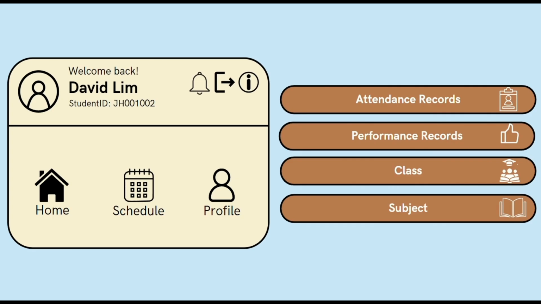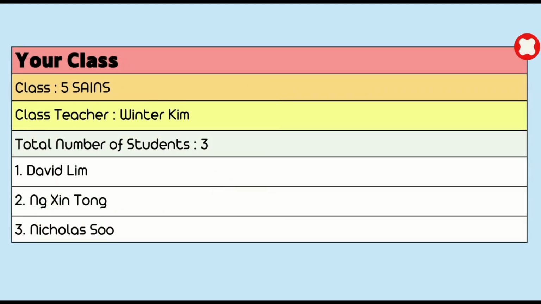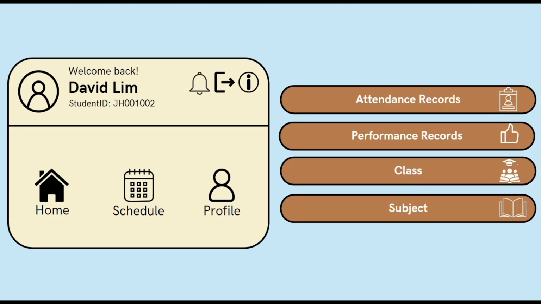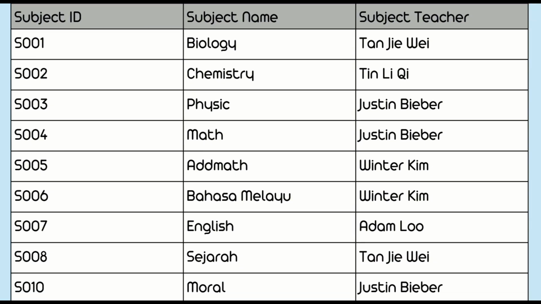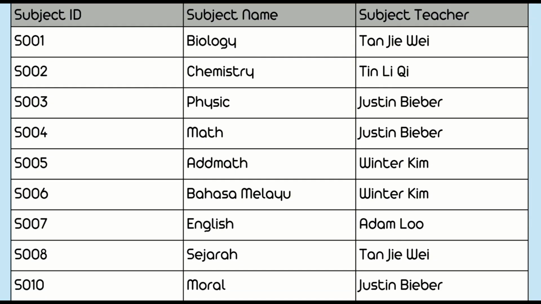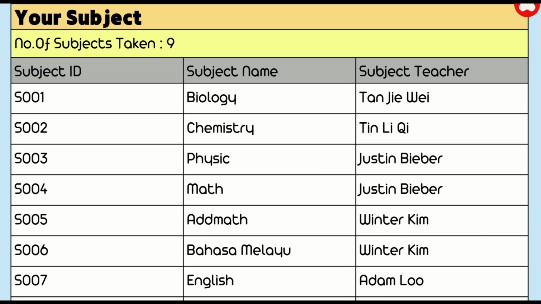To view his classes, we can click on the class button. It will display the details of his class. You can click the cross button to exit and it will return to the home page. To view the subject, you can click the button and it will show the details of the subject, where subject ID, subject name, and subject teacher is displayed for student David Lim.